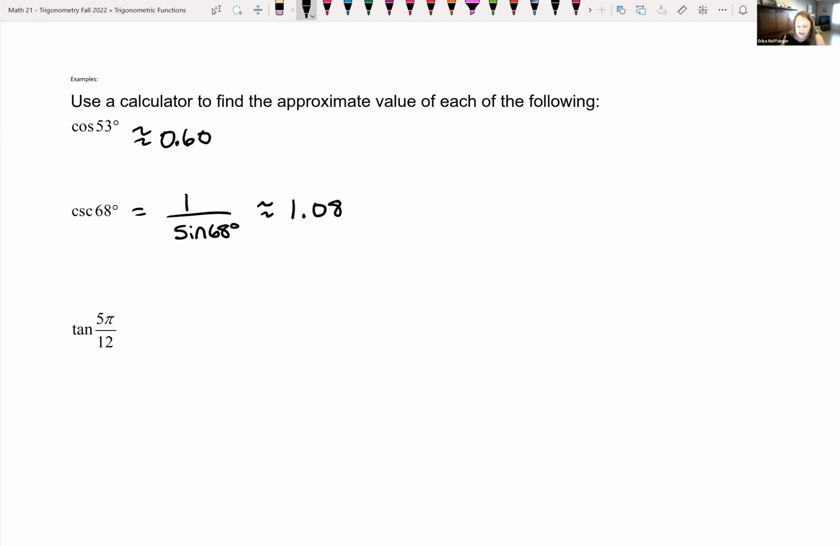And then tangent of 5 pi over 12. That is in terms of radians. So I need to make sure that my calculator is in terms of radians, and it's not because we were using degrees. So I would put it into radians, and then I would go to my tangent, 5 times pi, your calculator should have pi on it, all divided by 12. And so doing that, we get that this is approximately 0.023.